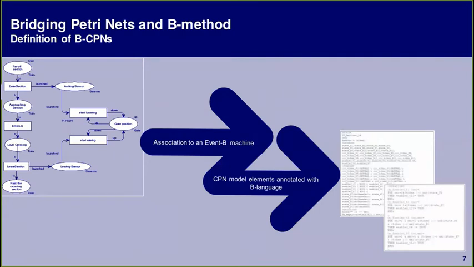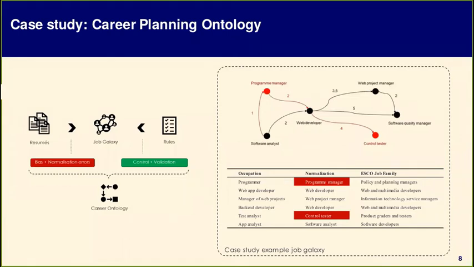B-CPNs refer to a particular structure of CPNs which is associated to a B-method machine and allows the CPN model elements to be annotated with B-language expressions. Such a CPN is intended to support both mathematical modeling and proof of properties through B capabilities and tools. Let's consider an analytical model for human resource departments, built by the French startup Toub, which, for every given candidate, predicts the best fit target jobs and existing skill gaps to be considered, all based on the company's or the sector's job and skill galaxies.